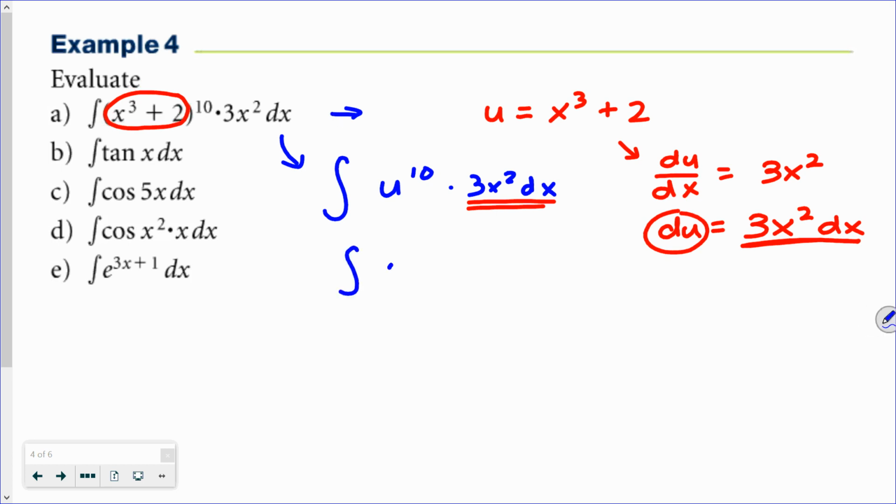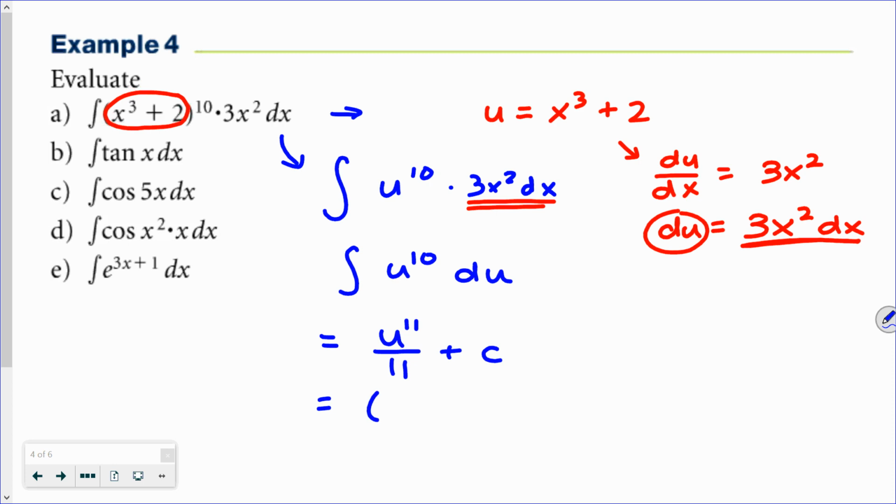So the antiderivative of u to the 10th du is what I'm trying to integrate. It's now all in terms of u. I'm ready to do the antiderivative. U to the 10th is just a power rule, so I have an antiderivative rule in my formula booklet for u to the 10th, and that is to increase the power by 1 and put it over the new power. Don't forget the plus c.